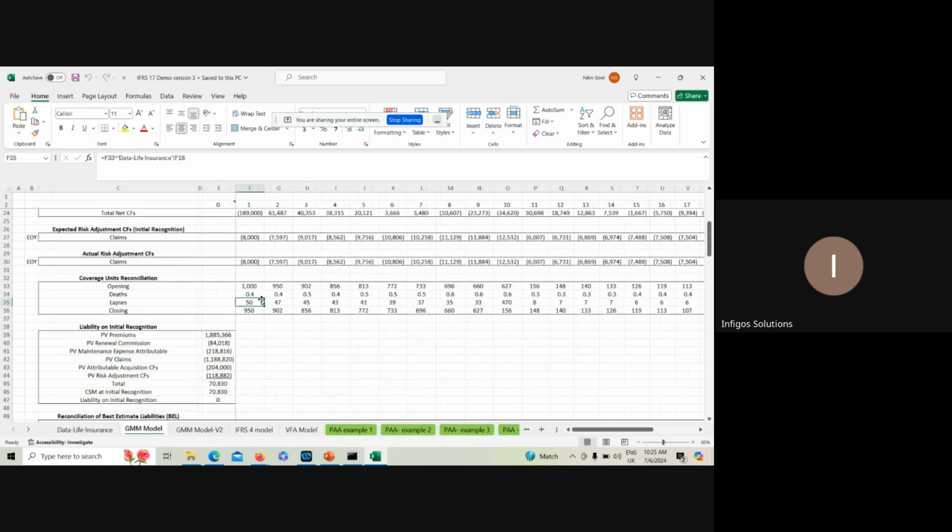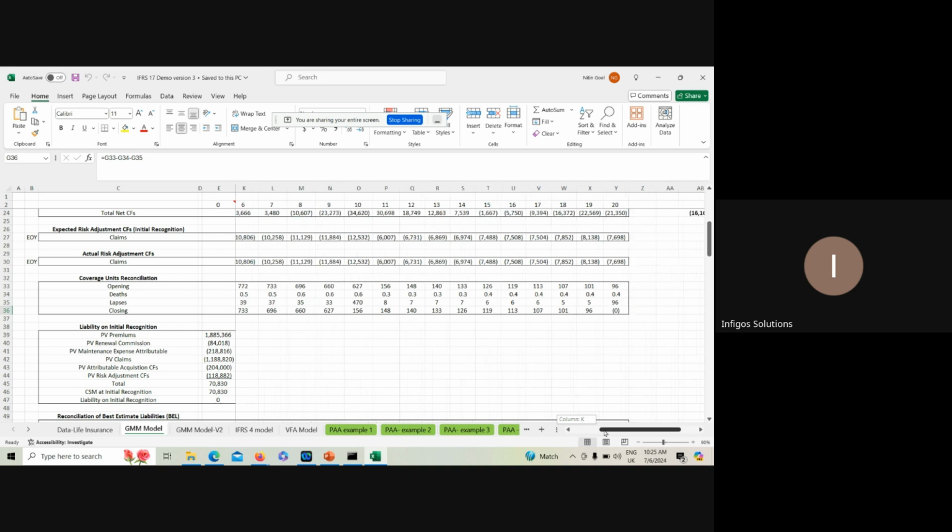So initially, I had 1,000 policies. I'm left with approximately 950 policies at the end of the first year. This 950 becomes the opening balance for the next year, and I'm left with 902 policies. At the end of the duration, I will have 96 policies in the beginning and 0 policies, because the rest of the policies mature at the end of the 20th year. Is it 20th month or 20th year? 20th year. It's a 20-year policy. It's life insurance.